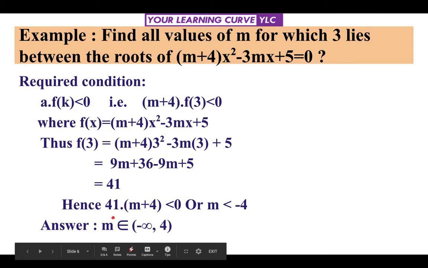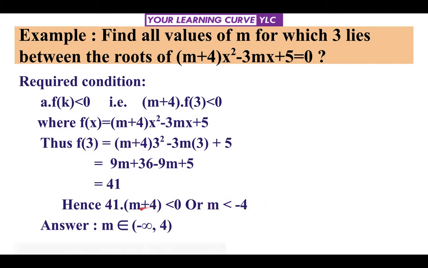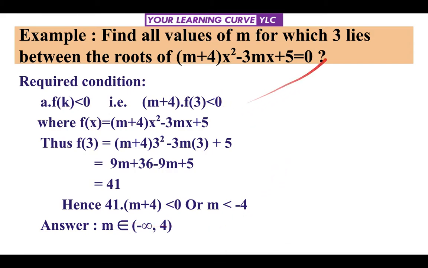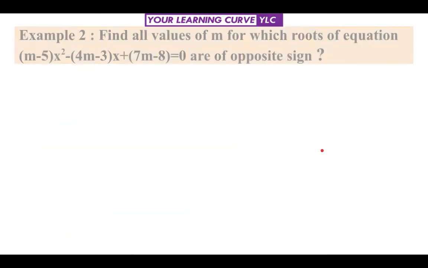This is a positive constant number, it can be divided on both the sides while retaining the inequality. So m plus 4 is less than 0 or m is less than minus 4. This is your answer. So we say that any value of m belonging to minus infinity to minus 4 will make sure that 3 lies between the roots of this quadratic.